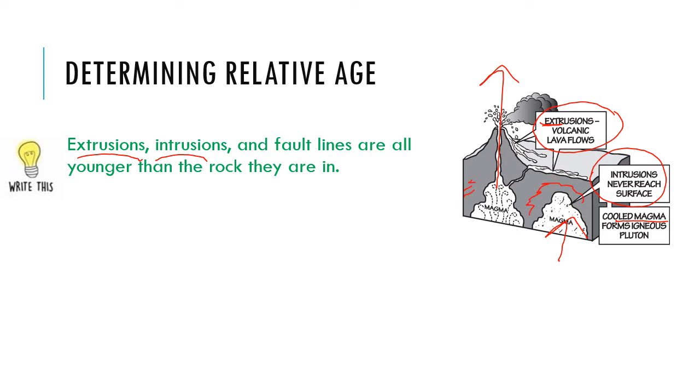That surrounding rock was there much before those intrusions or those extrusions, as well as the fault lines that we saw on the last slide. So we have to take that into account, right? We have to make sure that we are paying attention to when those fault lines actually happen, because those are newer than when the rock layers actually formed.